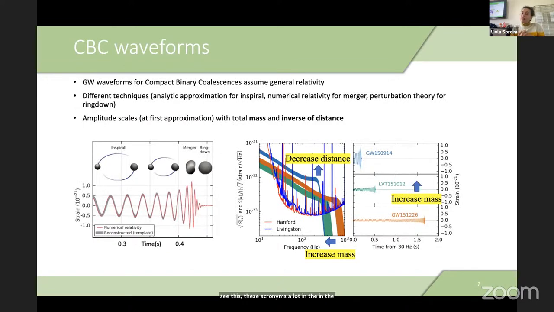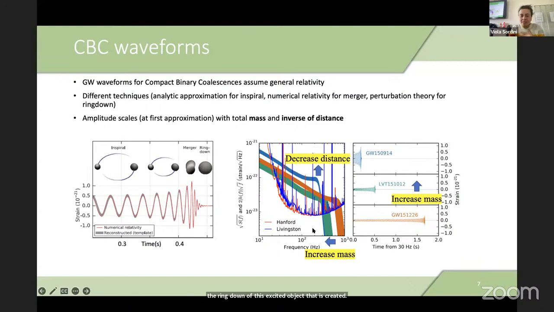Okay, so to calculate the shape of the gravitational wave signal that we expect to be emitted from the system, we assume general relativity. We have different techniques to calculate the signal depending on the phase of the inspiral. You see this in the plot on the left, a small sketch. You have a first phase called inspiral, where the two objects are far away. In that case, we have an analytic approximation for the waveform, which is basically a perturbation expansion in a small parameter, v over c, the speed of these objects divided by the speed of light. When the two objects get closer at merger, we use numerical relativity. And then we use some perturbation theory to describe the ringdown of the excited object that is created.